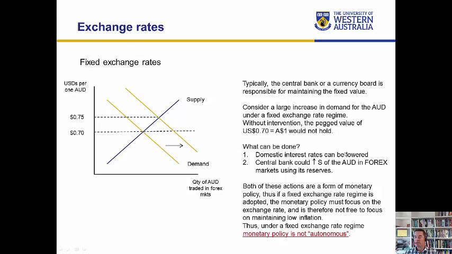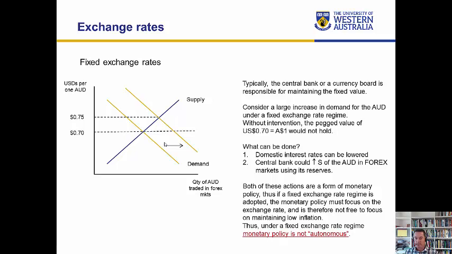So domestic interest rates would actually be lowered to prevent the demand curve from ever moving away from its original position. Now this is a simplification, of course. So as this upward pressure on the Australian dollar is experienced in the market, domestic interest rates are lowered, and that lowering of domestic interest rates will actually cause a smaller inflow of money from overseas into Australia, and that smaller inflow of money into Australia is what decreases the demand for the Australian dollar.